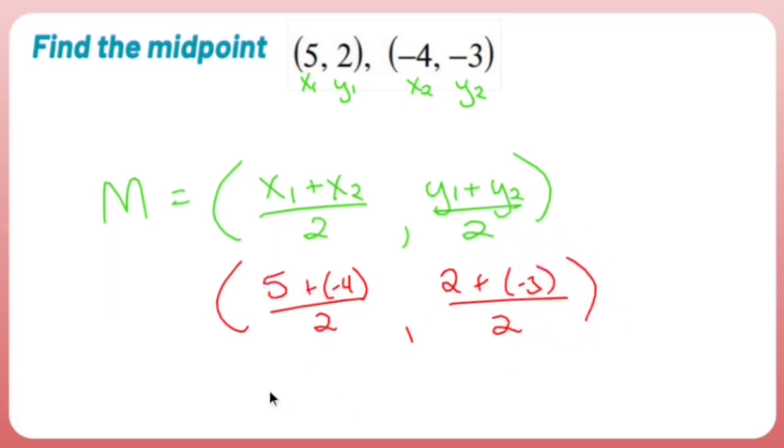5 plus negative 4, or 5 minus 4, is 1, so 1 over 2. 2 plus negative 3, or 2 minus 3, is negative 1 over 2. So we'll slide that negative out there because I don't have enough space to draw another thing underneath. And so that's my midpoint.